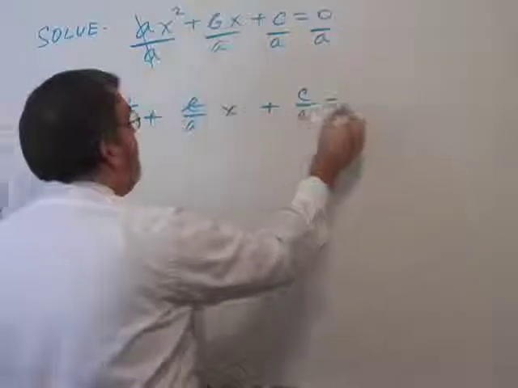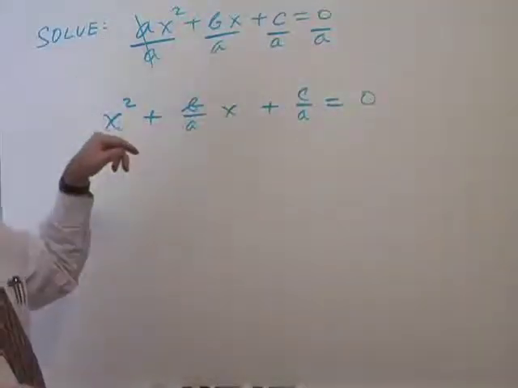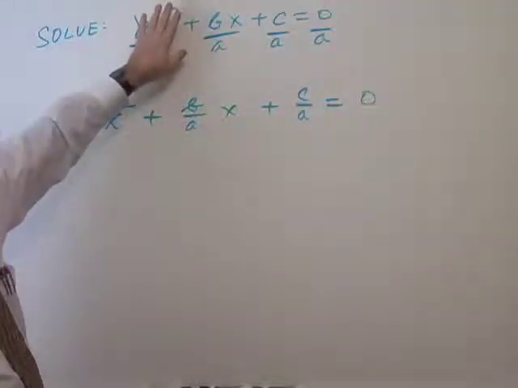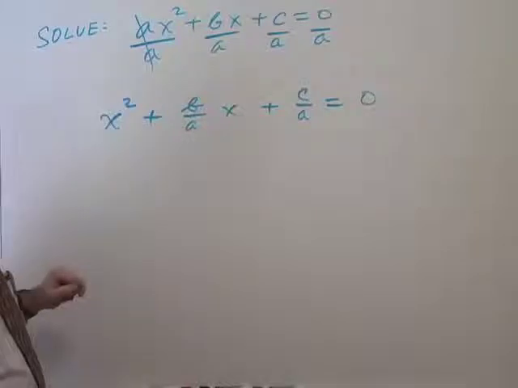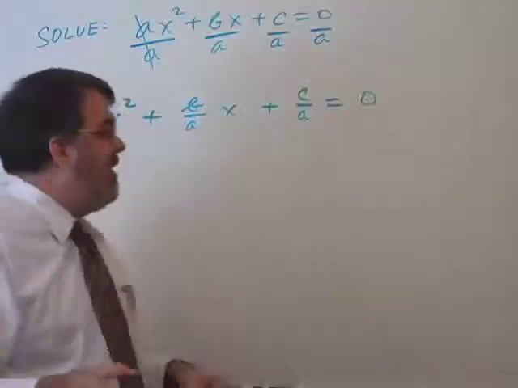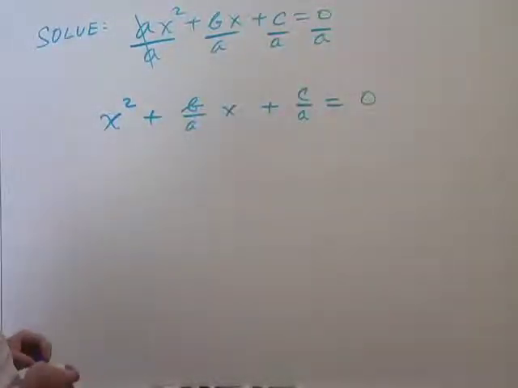Now, one little disclaimer here: I didn't say that a could not be 0. If a was equal to 0, you wouldn't have a quadratic. You would have a linear equation. So this all assumes that a is not equal to 0. Otherwise, you have this 0 over 0 problem.